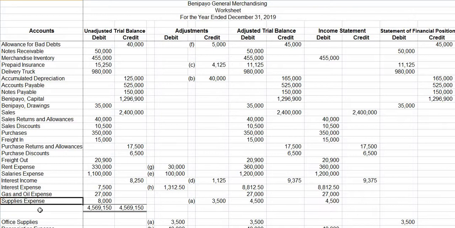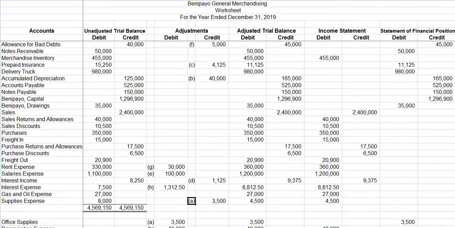Therefore, we do not have to write supplies expense below this office supplies. All we need to do is write 3,500 here on the credit column. Then again, write letter A to emphasize that this is part of the first adjusting entry.